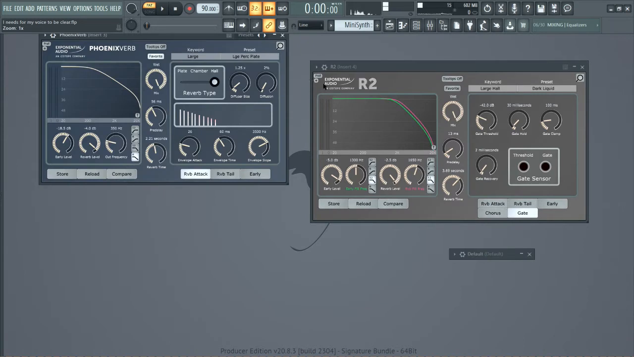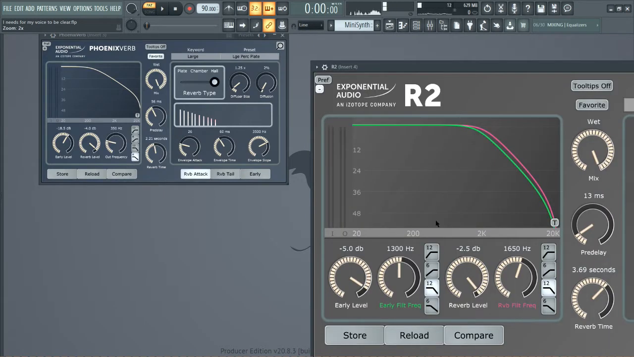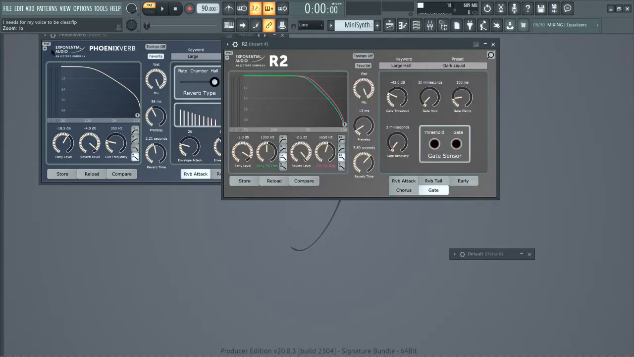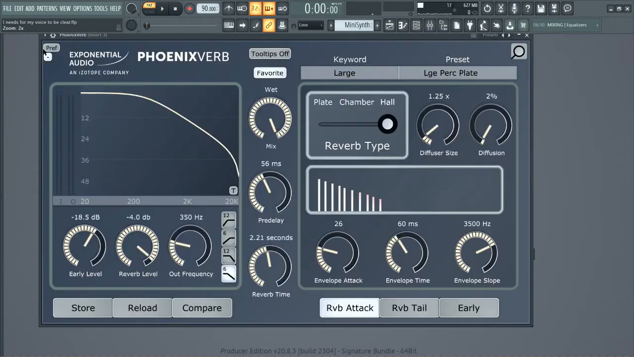If you look at R2 in that section, R2 has reverb level, and it's got the frequency filter going out, but it also has a filter for the early reflections in addition to the level. Store, reload, compare, those are to save presets. So let's look back at this.